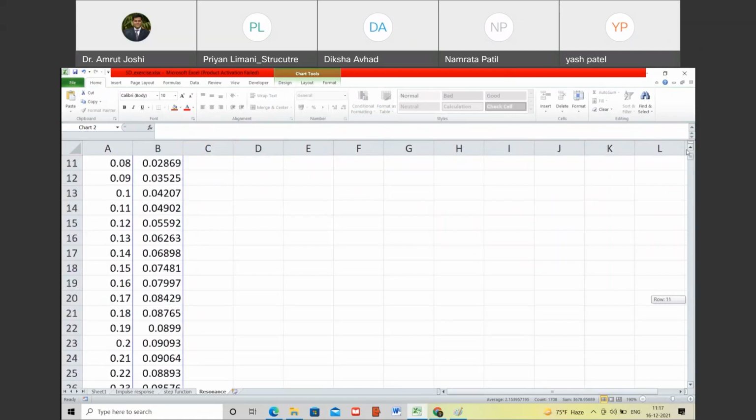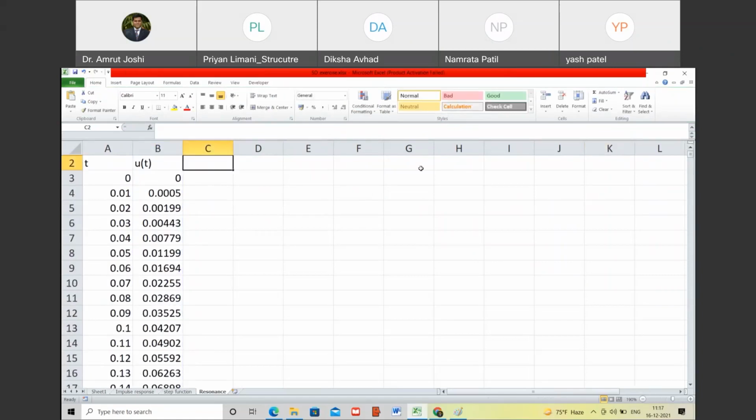First case we have plotted for resonance. Let me plot u of t for this resonance. For this u of t, lambda, or I will represent it by h here, h is equal to 10 equal to omega.